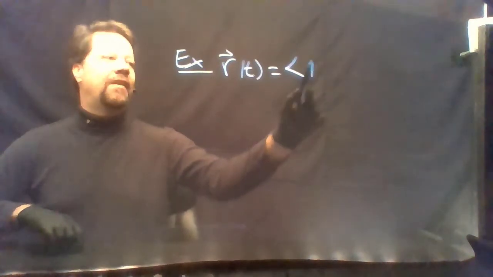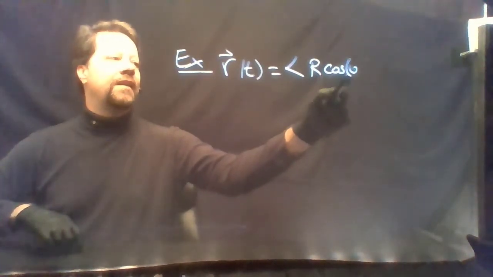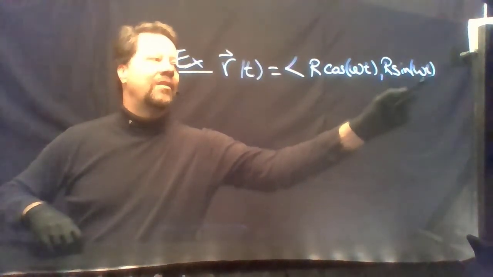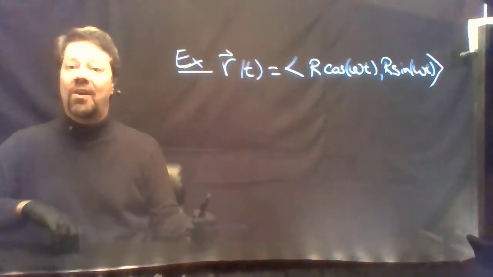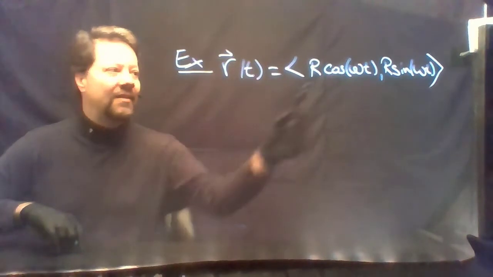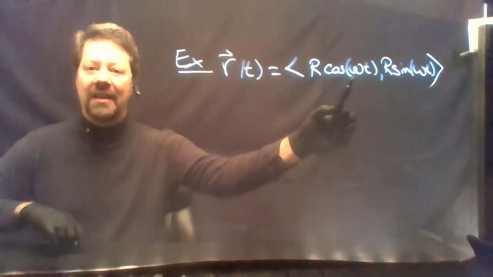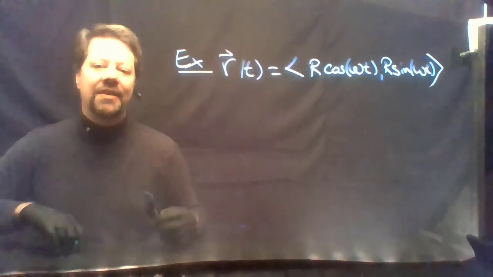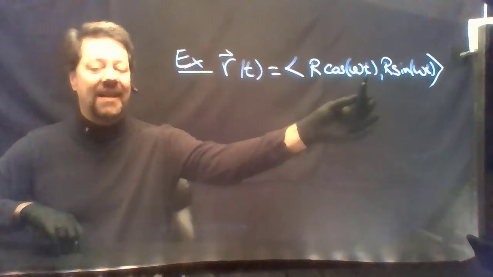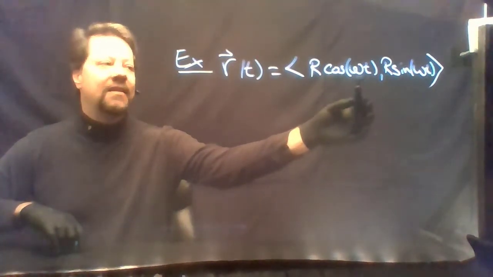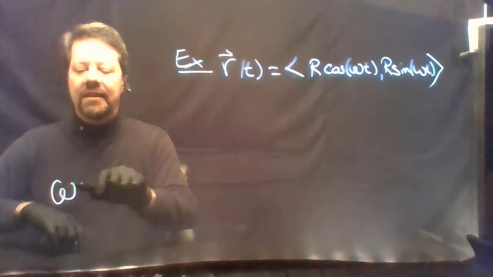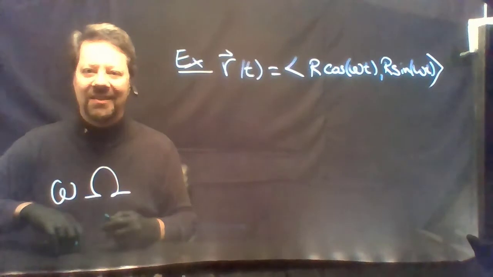Let's suppose we have r cosine omega t, r sine omega t. Here, r is the radius of a circle. This path is clearly circular. Omega is the angular velocity. If omega has units of radians per second, when we multiply t, the time, in seconds, we end up with radians. So omega is the angular velocity. This is the lowercase omega. The uppercase omega looks like this.